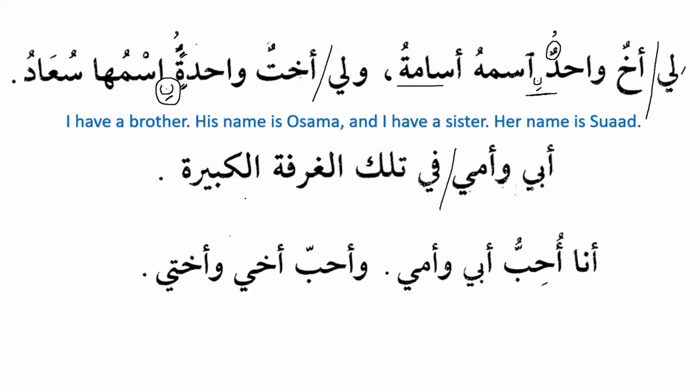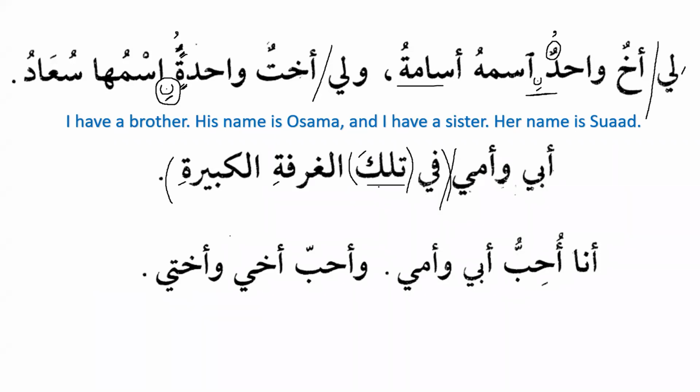What will be the ending of al-ghurfa al-kabira? Yes, please tell me quickly. Abi wa ummi, my father and my mother, fi tilka al-ghurfati al-kabirati. Excellent, perfect. Why? Because we know that tilka al-ghurfa al-kabira is what? Isharatun wa musharun ilayhi, right? It's a demonstrative phrase, okay? Fi tilka is jar majroor, right? So fi tilka is jar majroor.